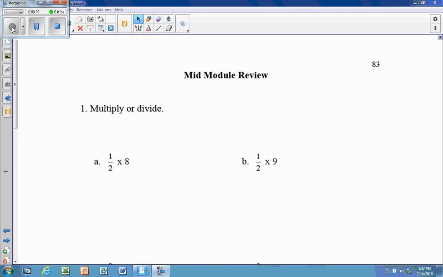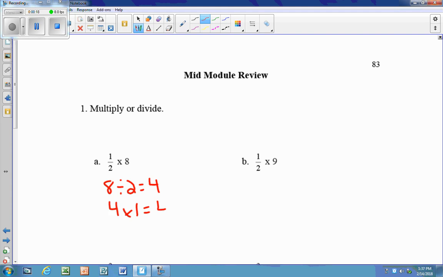This is the Module 4 mid-module review. 1/2 times 8. First thing I do is I take the 8, divide it by 2, which gives me 4, and then I take the 4 and multiply it by the 1, and I get 4. You do not need to show that work out. I'm just writing it out for those that need help with it. And the answer is 4.